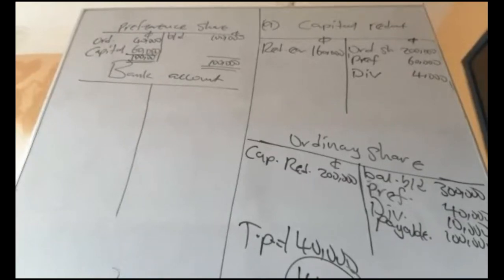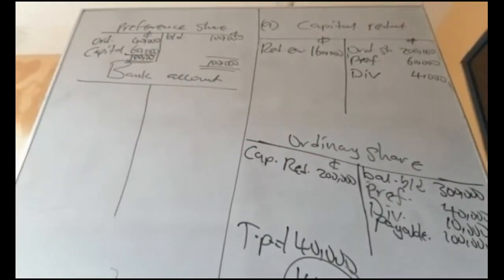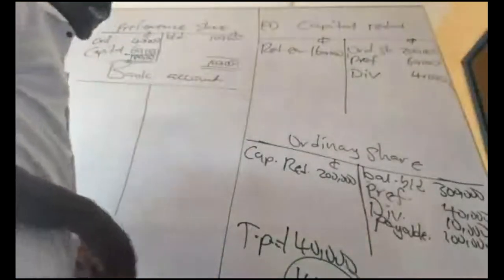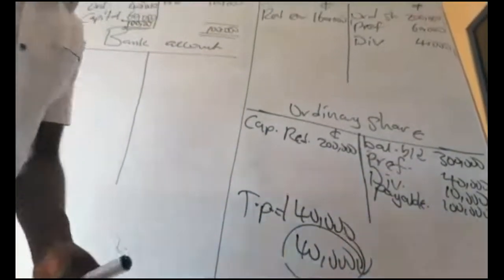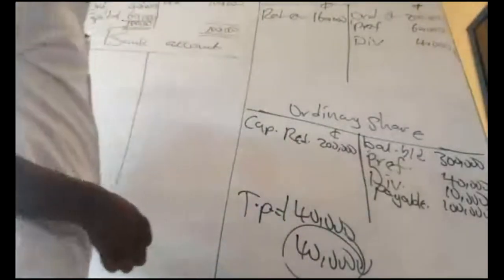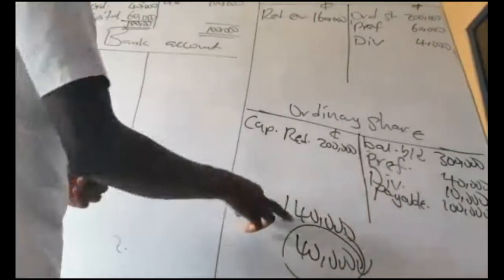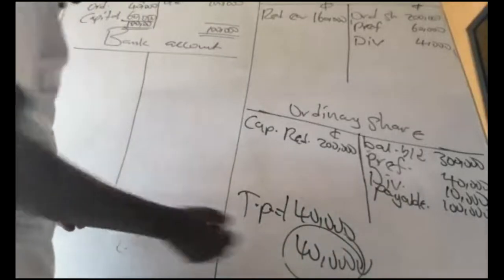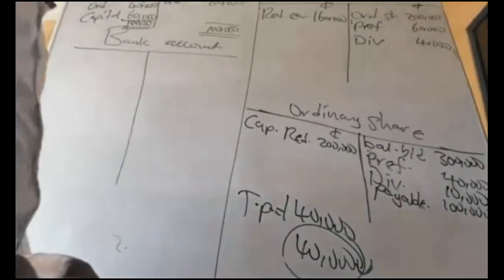Okay, with the creditors' explanation. The creditors, we are paying them 100,000 in respect of shares as part payment of the amount that we owe them, not full settlement. We owe them 140, but we are giving them 100,000 ordinary shares valued at 100,000 to pay part. So it means that we owe them 40,000 remaining. Now let's do the next note.